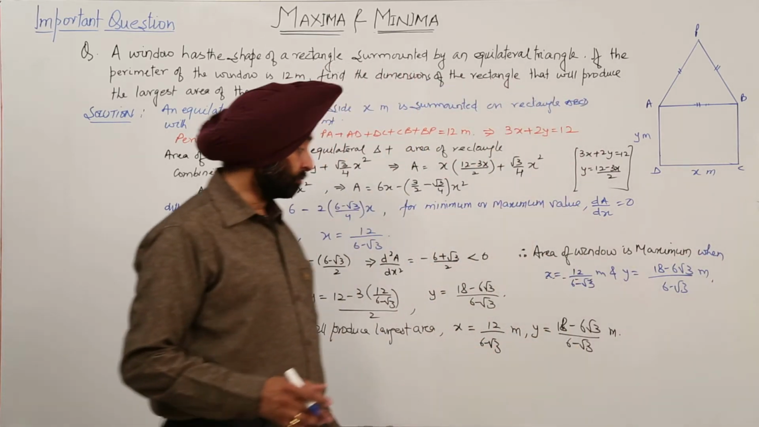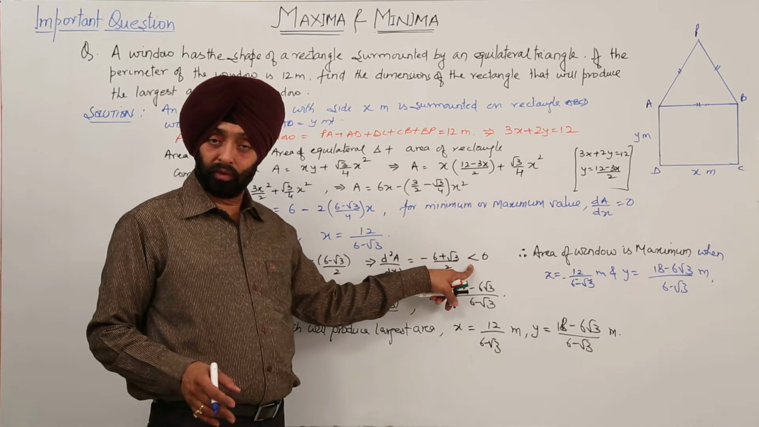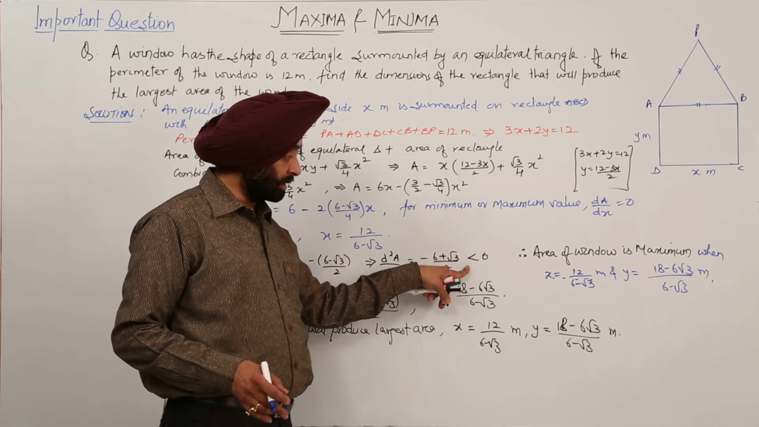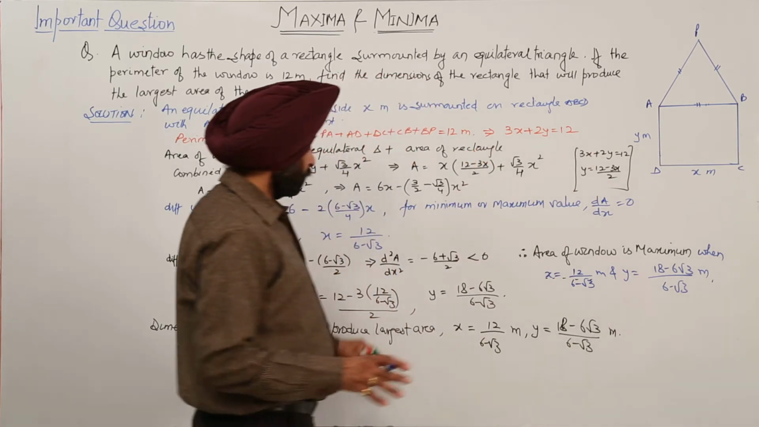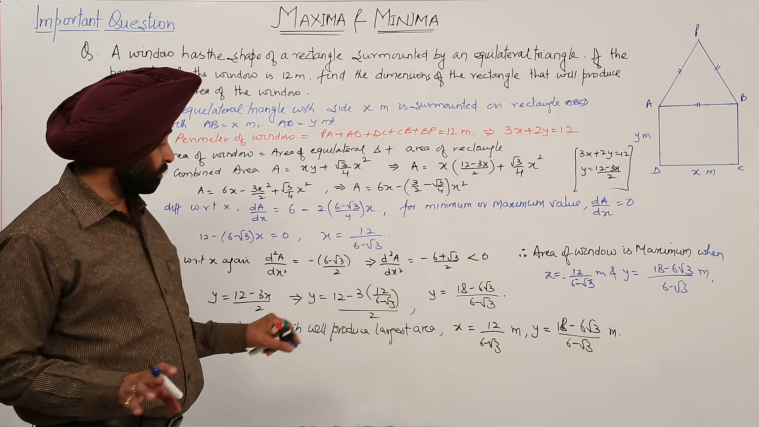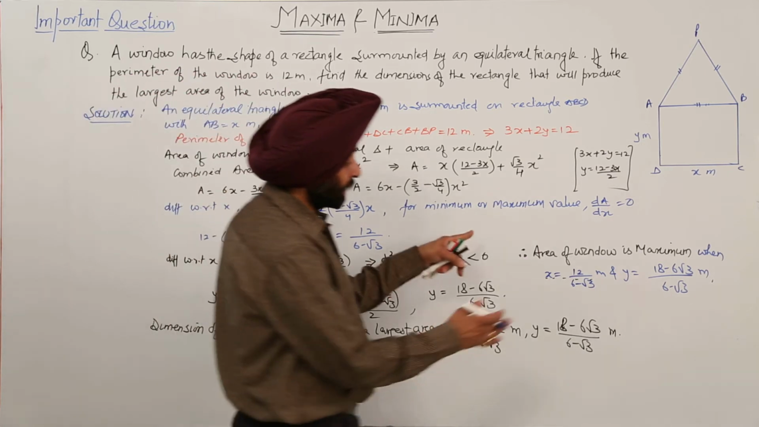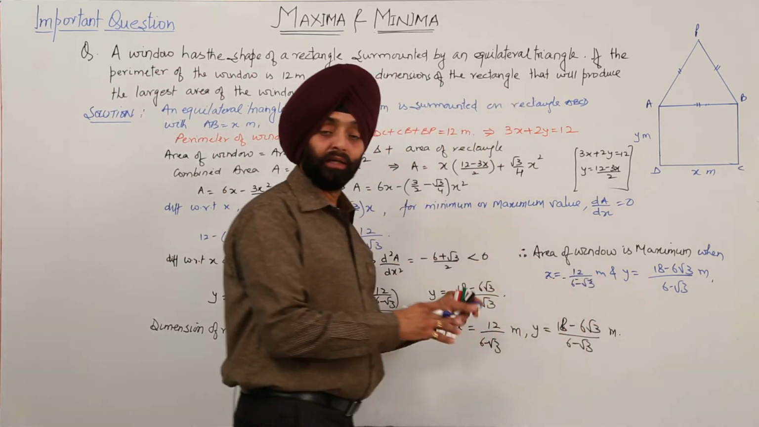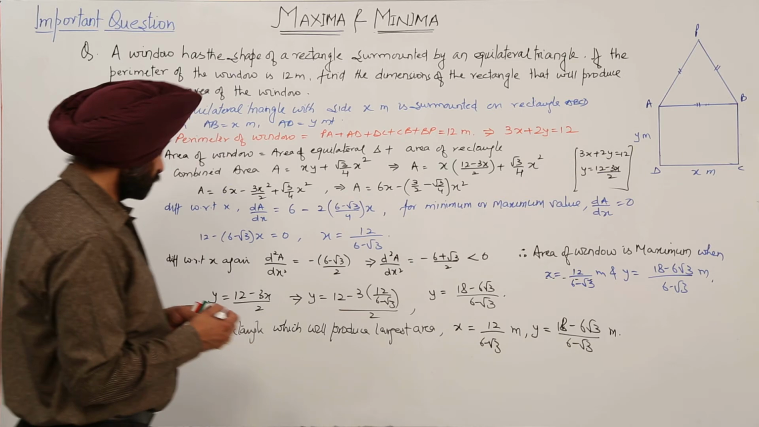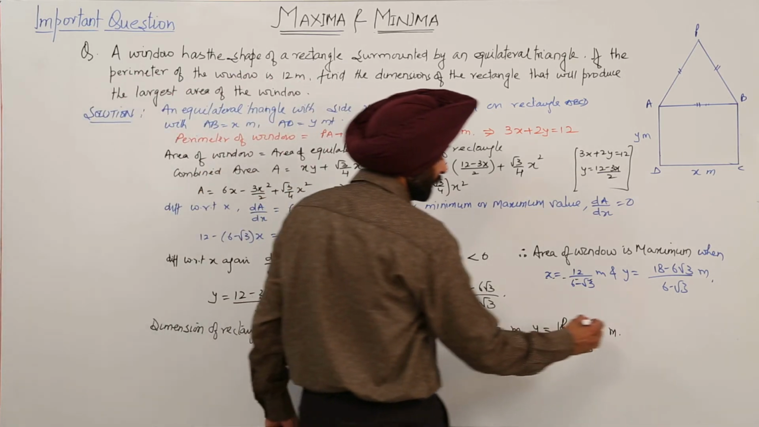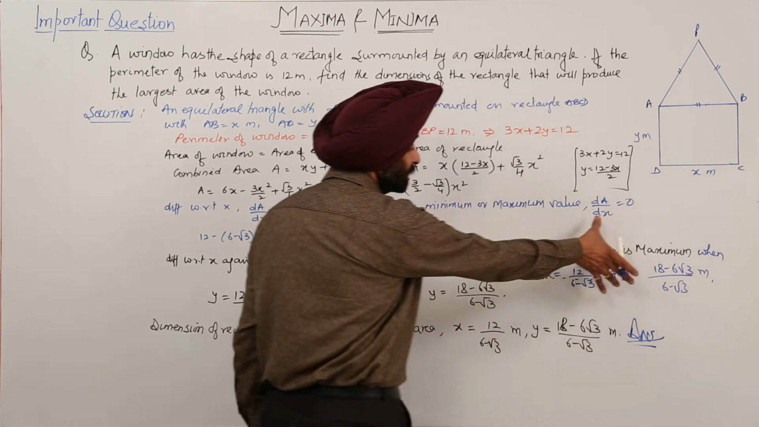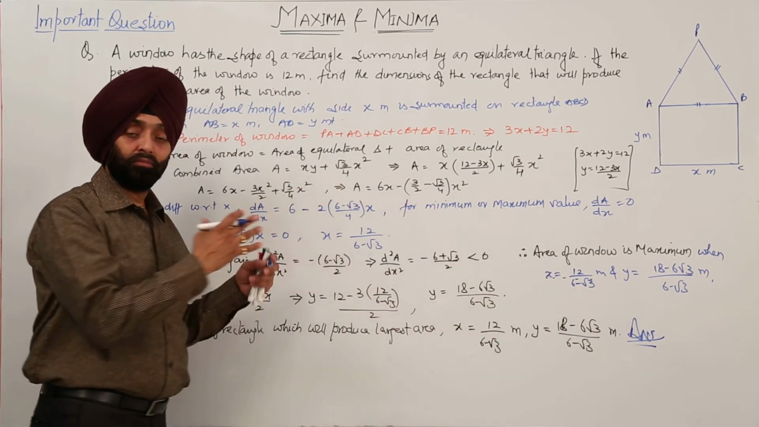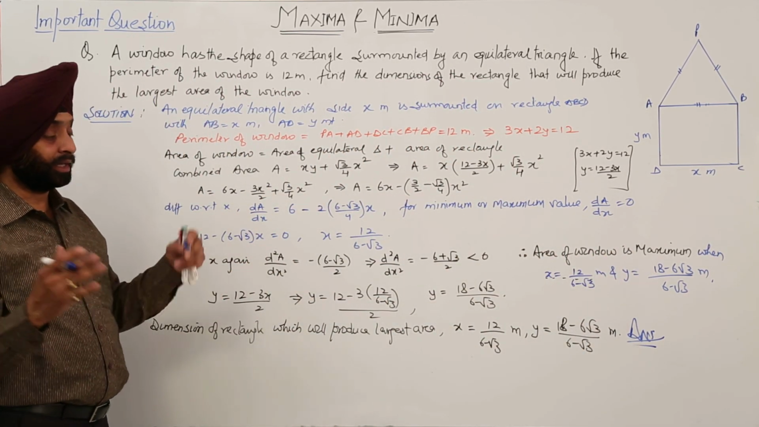So we got the double derivative less than 0, which means the area of the window is maximum. Now we got it that the area of the window is maximum. This line you can write at the end also. So we got the answers as x and y, and these are the answers. You can use this line at the end, or just put a little bit of space and write it at the end.